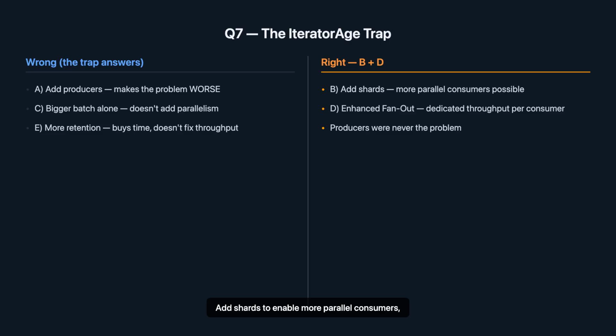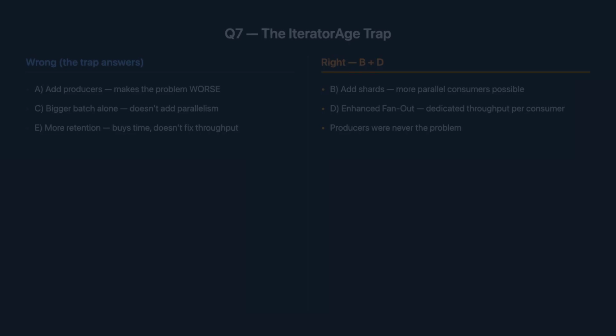Add shards to enable more parallel consumers and enable enhanced fanout for dedicated throughput per consumer. Picture a conveyor belt at the airport with bags piling up. You don't solve that by sending more bags, you add more lanes and more people grabbing bags. Producers were never the problem.